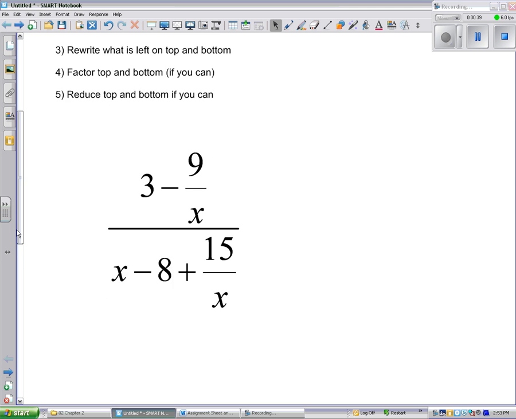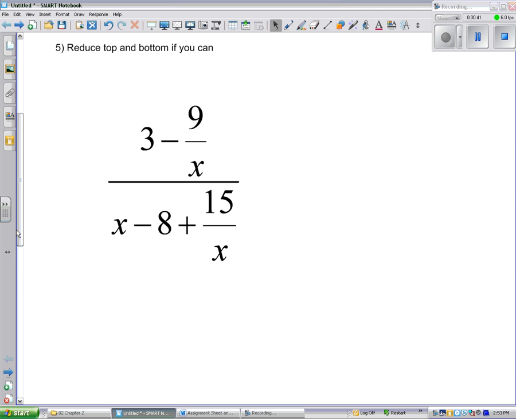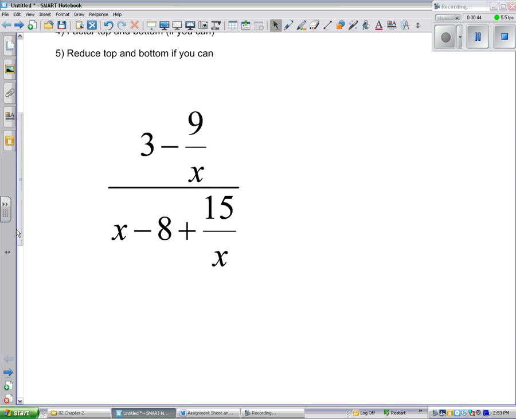So, our first problem is 3 minus 9 over x, all over x minus 8 plus 15 over x. Our first step is to change each of those into fractions. So 3 becomes 3 over 1, 9 over x is already a fraction, x becomes x over 1, and 8 becomes 8 over 1.